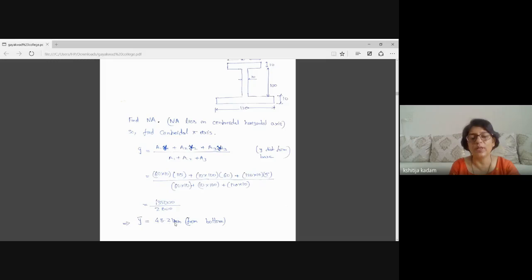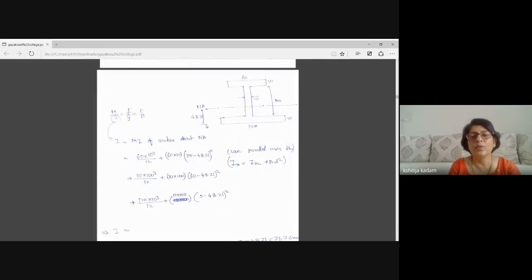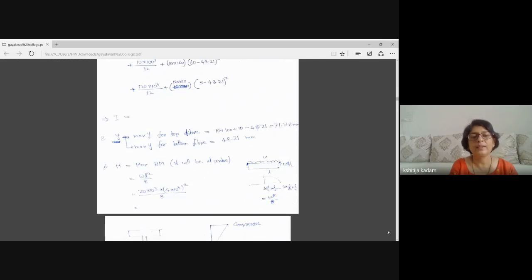It is 48.21 mm from bottom. So we first locate the neutral axis. In the sketch, I have located the neutral axis now. Now we will find other values in the formula. So I have to calculate I, which is moment of inertia of section about neutral axis. So again, using parallel axis theorem, we can easily find out. This is the part of engineering mechanics which you have already studied.